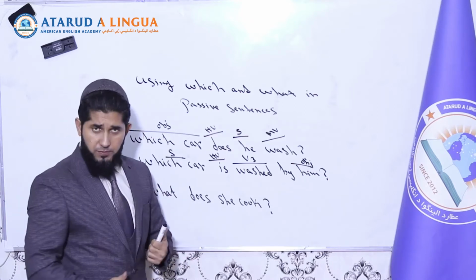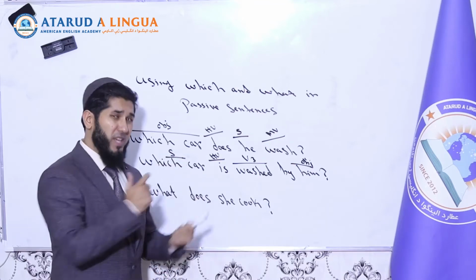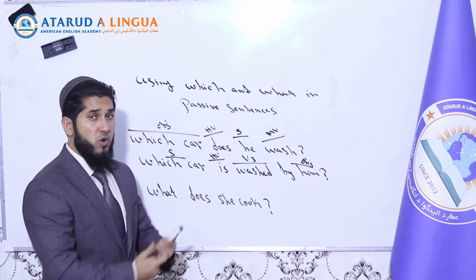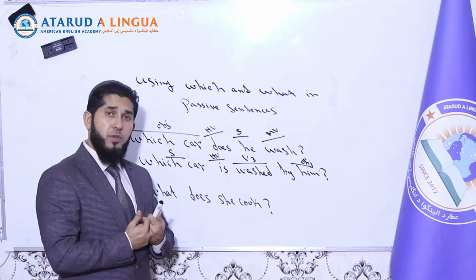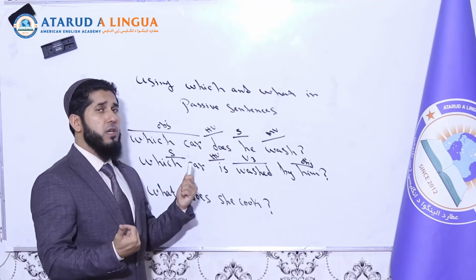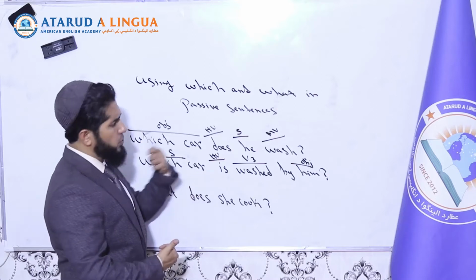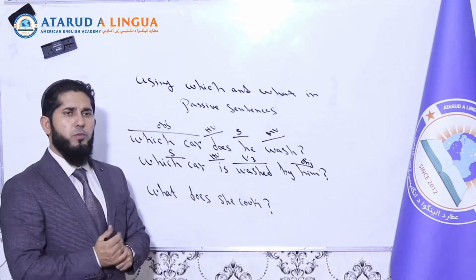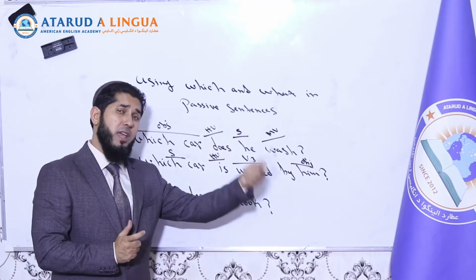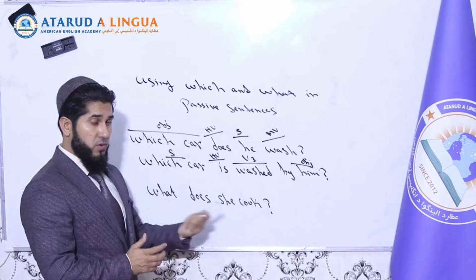And if it's a present perfect tense, which car has he washed? And the passive form would be which car has been washed by him. Past perfect, which car had he washed? And the passive form would be which car had been washed by him. In future perfect form, it would be which car will he have washed? And which car will have been washed by him? That would be the passive form.